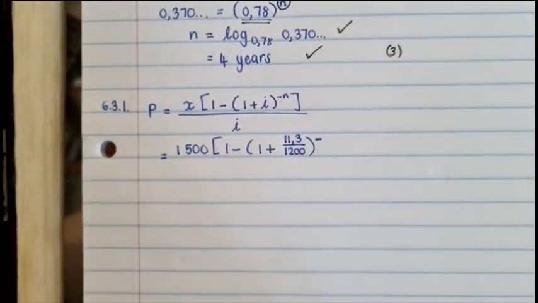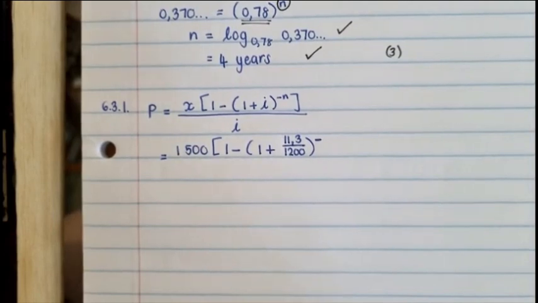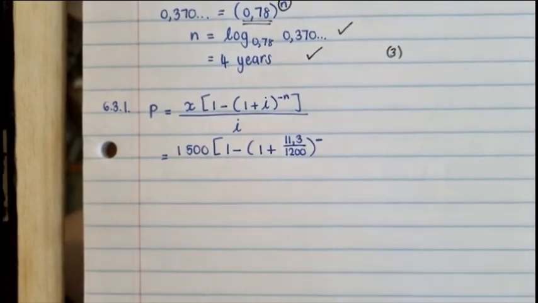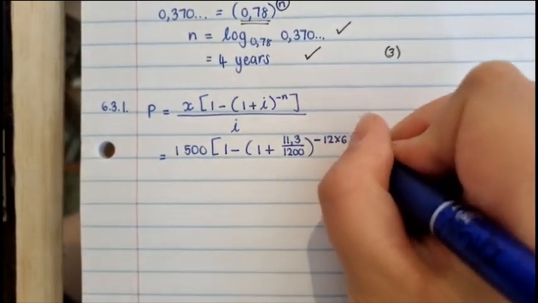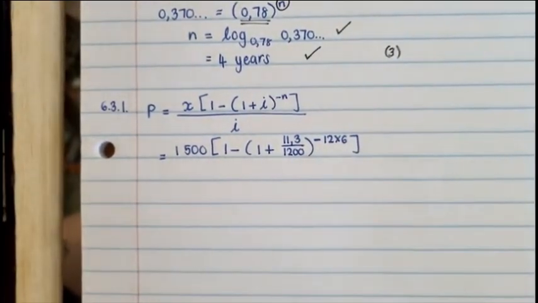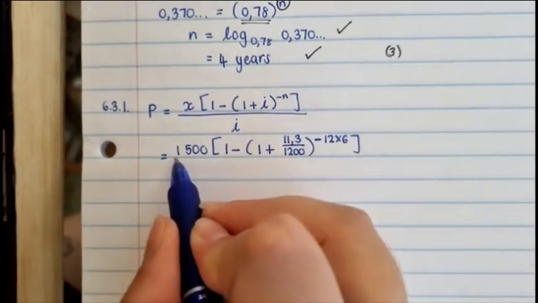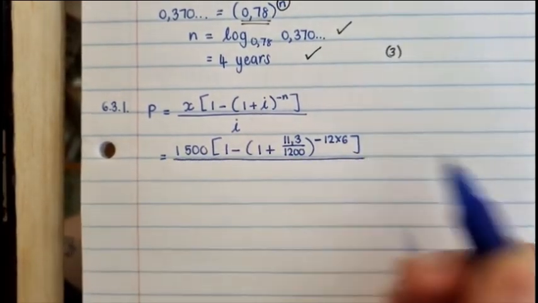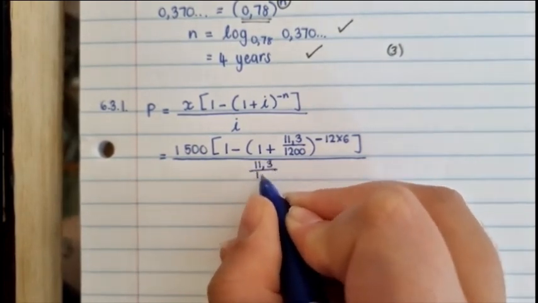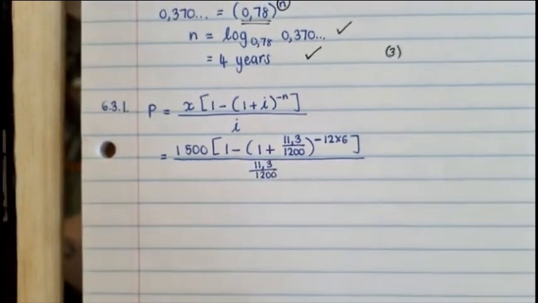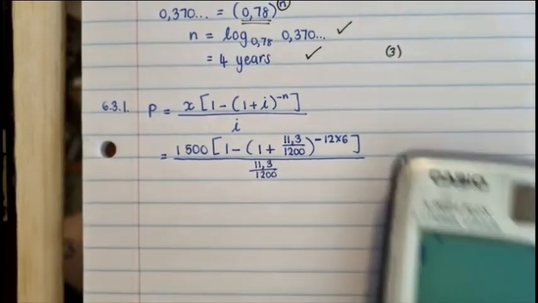Now N is the number of repayments. So Mpho is paying for 6 years every month. So it's going to be 12 times 6. Or you can write 72 straight away if you know that 12 times 6 is 72. And then that again is over I, the interest rate, which again is 11.3 over 1,200.